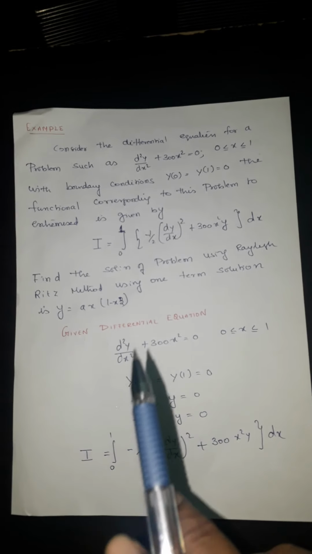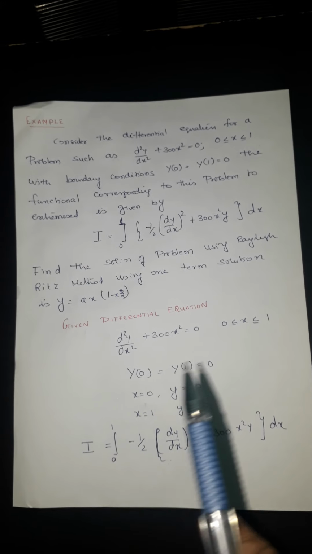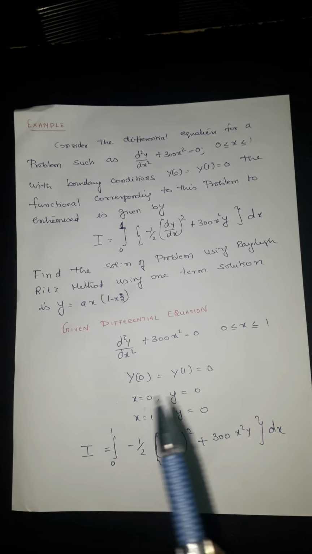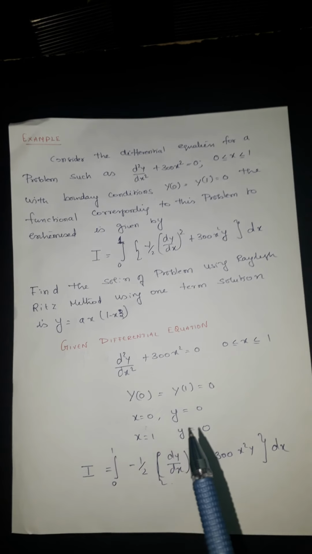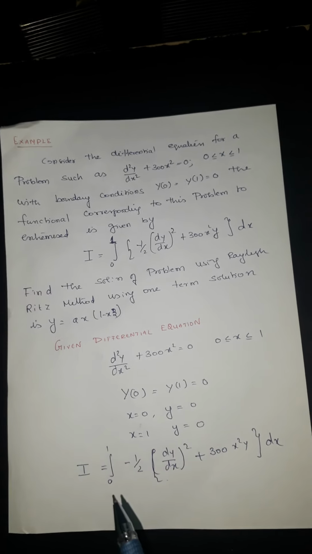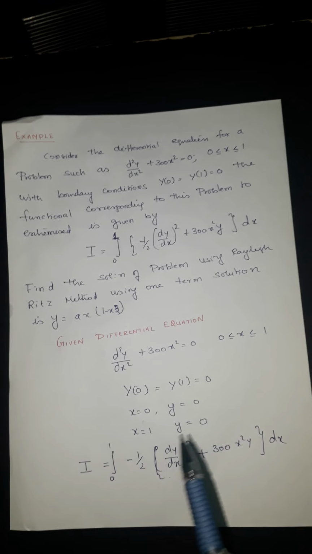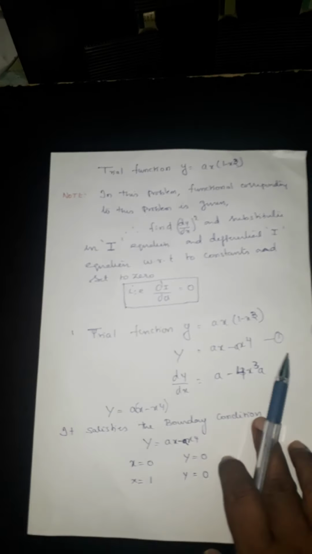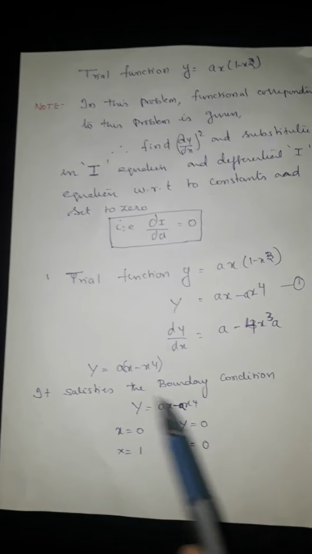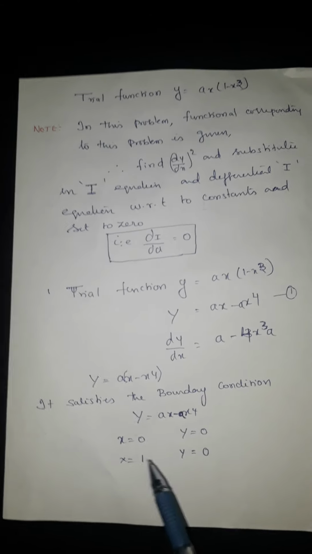That a value we substitute here. So I have written the governing equations here, 0 to 1, y of 0, y of 1 equal to 0; at x equal to 0, y is equal to 0, and at x equal to 1, y is equal to 0. So I is equal to the integral from 0 to 1 of minus half dy by dx the whole square plus 300 x square y, dx. Now I am going to take up the trial function.